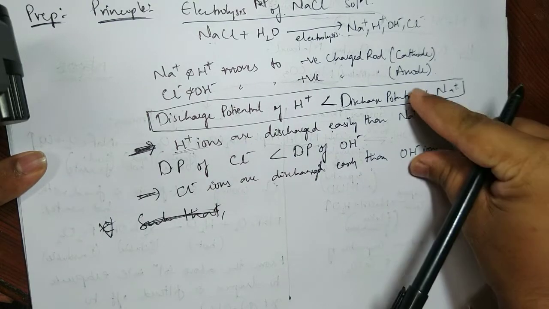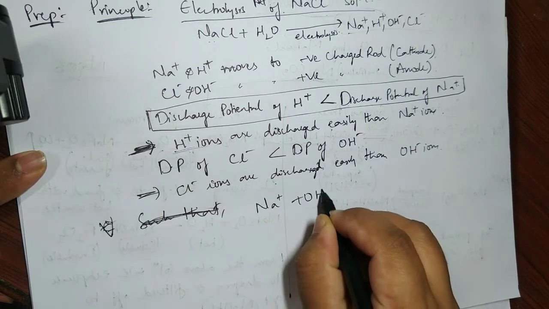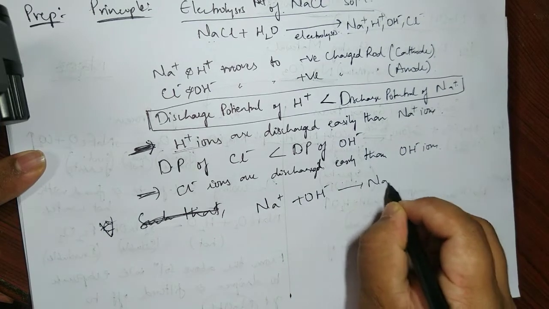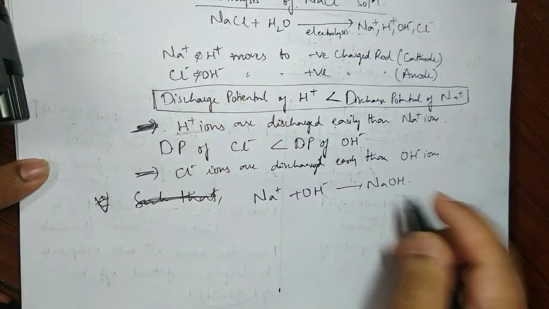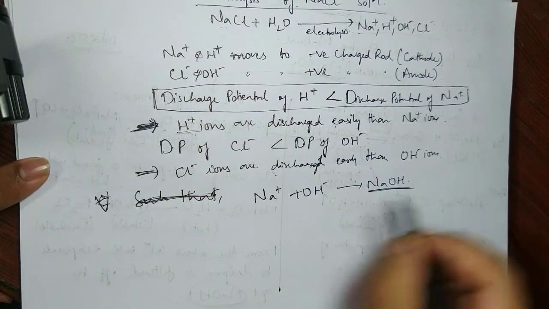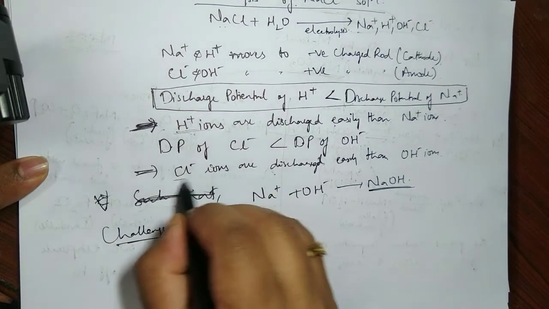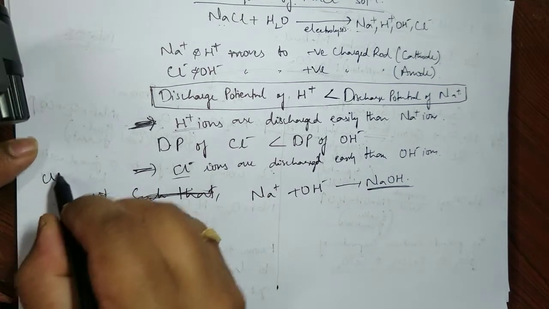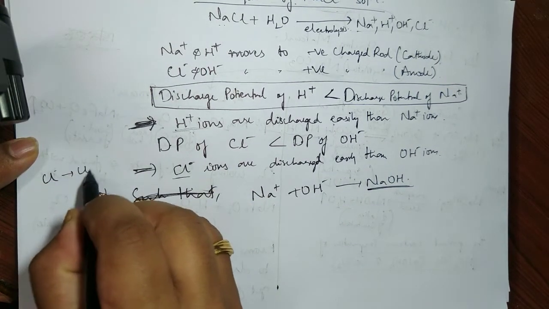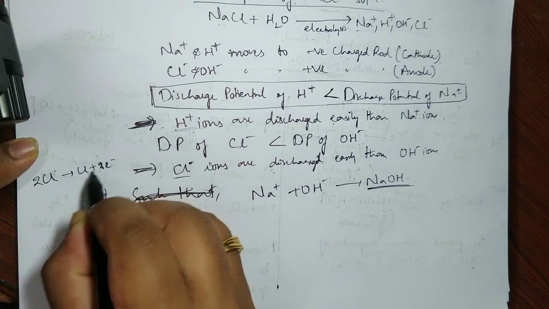So what do you expect? Na plus and OH minus will bond to get NaOH. So this is the process by which we get NaOH. Now we have a challenge here. What is the challenge? See the chlorine gas. Normally what happens is Cl minus loses one electron, so 2 Cl minus lose 2 electrons and form chlorine gas.